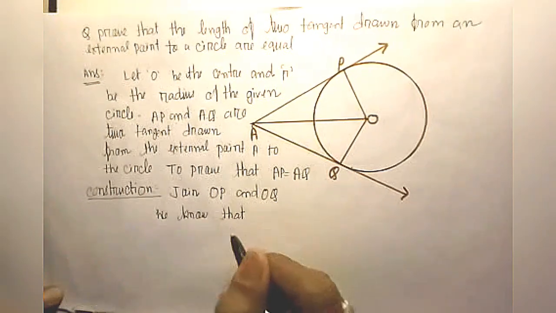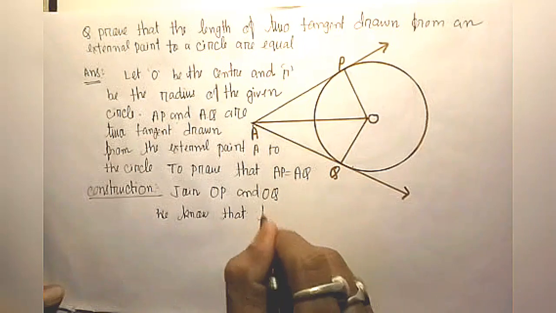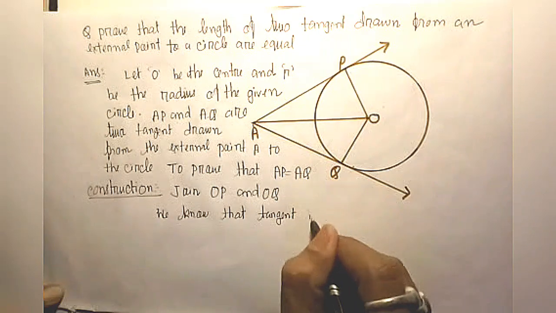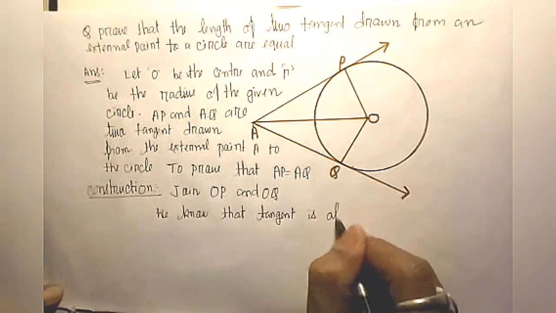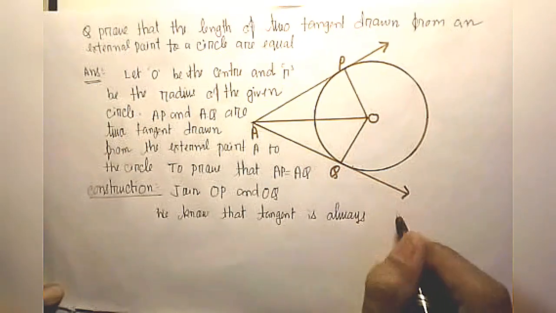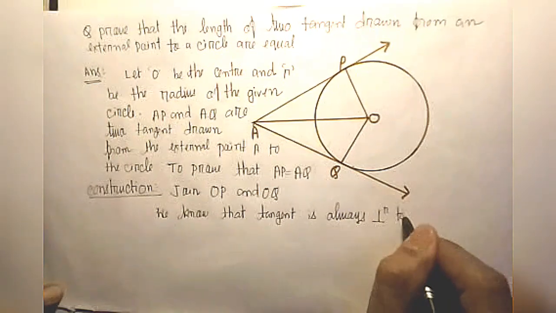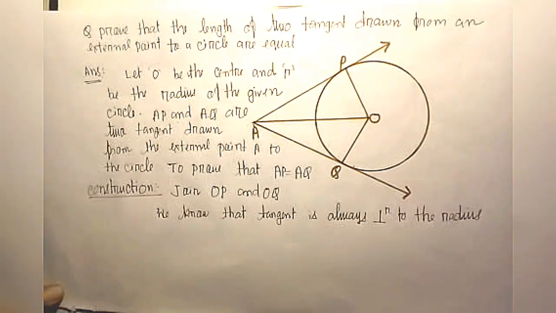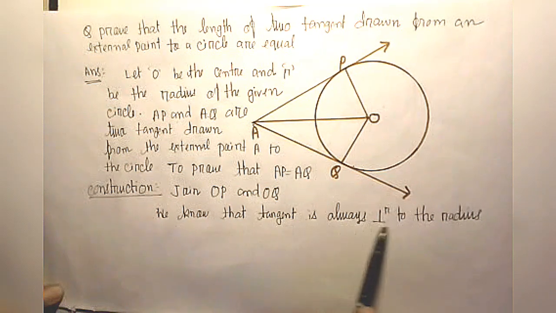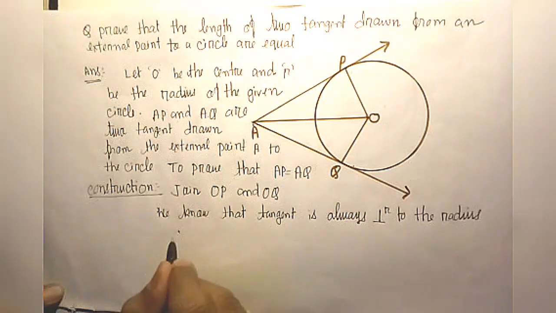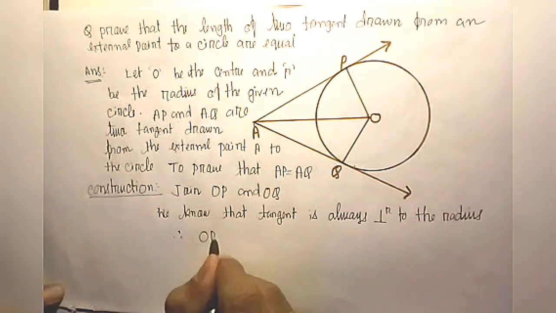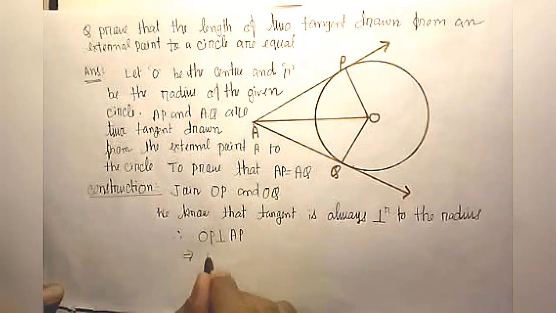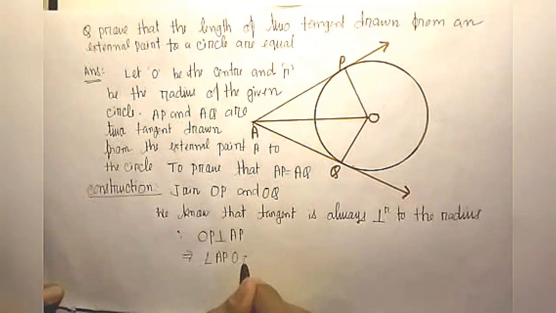We know that a tangent is always perpendicular to the radius. This theorem we have already discussed. Therefore OP is perpendicular to AP, which implies angle APO equals 90 degrees.